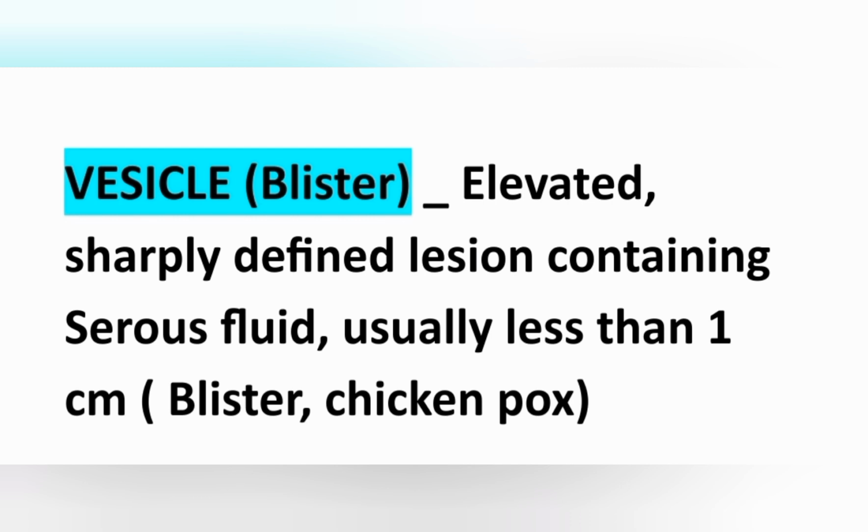And next one, vesicles or blister. This is an elevated, sharply defined lesion containing serous fluid, usually less than 1 centimeter. For example, blisters like in chicken pox. In blisters, there are sharply elevated lesions which contain fluid. Fluid-filled lesions are known as blisters or vesicles. It is less than 1 centimeter in diameter.